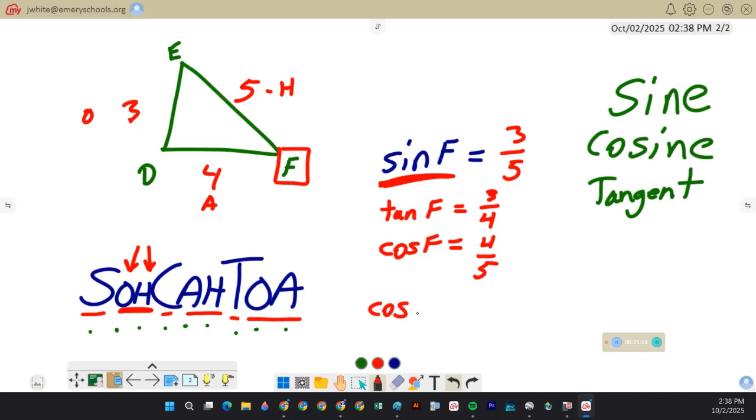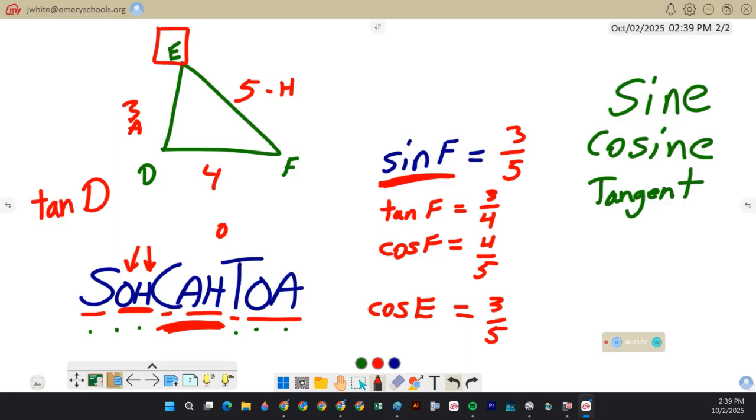What is the cosine of E? What is the cosine again? Is it 3 over 5? So when I move this up here, what does that do? You have to switch the A and the O. 3 over 5, my bad. So the cosine of E is going to be 3 over 5. You're right, 0.6.